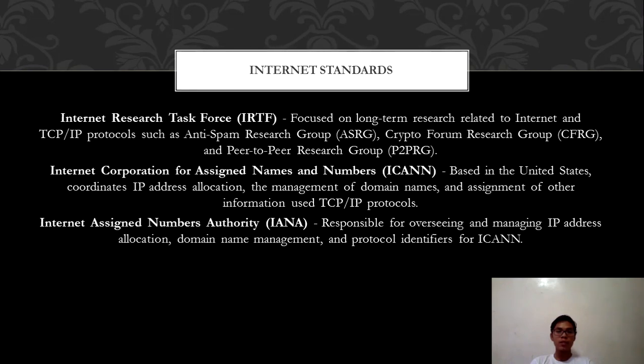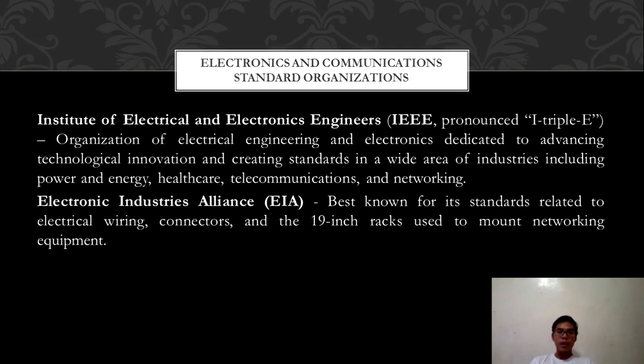An example is the Anti-Spam Research Group. The Internet Corporation for Assigned Names and Numbers, based in the United States, coordinates IP address allocation, management of domain names, and assignment of other information used in TCP/IP protocols. The Internet Assigned Numbers Authority is responsible for overseeing and managing IP address allocation, domain name management, and protocol identifiers for ICANN.